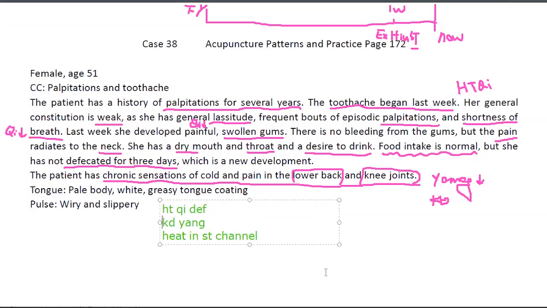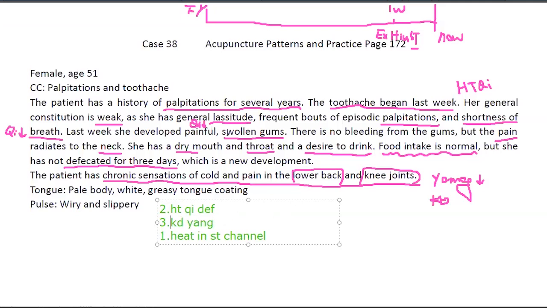So that's in the book. Yeah, that's in the book. They put the stomach heat rushing up first. I couldn't change the order here, but in the book they put stomach heat rushing up first, and then they talk about heart qi deficiency and kidney yang deficiency.